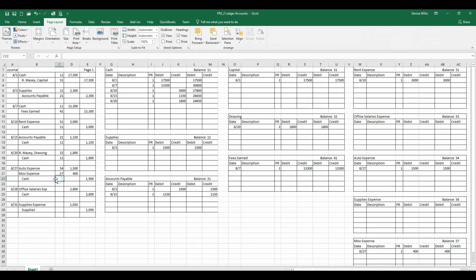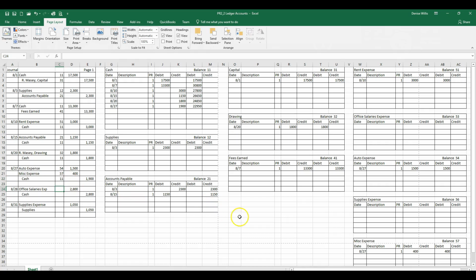Now we're moving down to cash. Cash here has a credit of $1,900. So on 8/27, on page 1, we're going to give it a cash credit of $1,900. In cash, I had $24,850. I now spent another $1,900. My new cash balance is $22,950. Okay, and that is still account 11. Put my 11 in here.